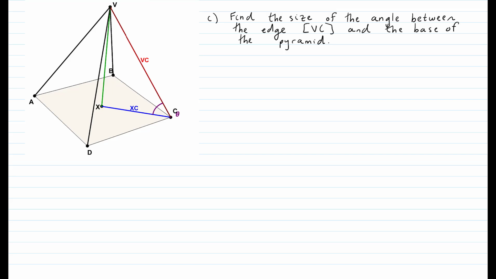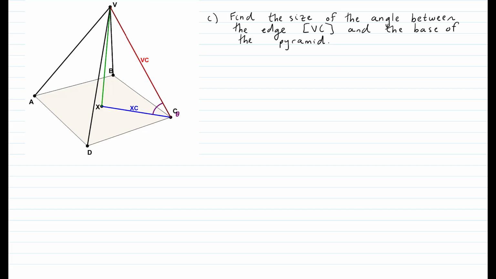For part C, we need to find the size of the angle between the edge VC and the base of the pyramid ABCD. So the angle between a line and a plane is the angle between the line and its projection onto the plane. So what that means is imagine shining a light straight down from above this pyramid.